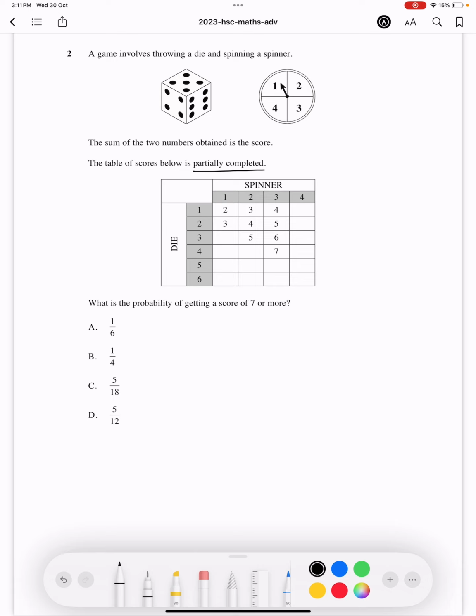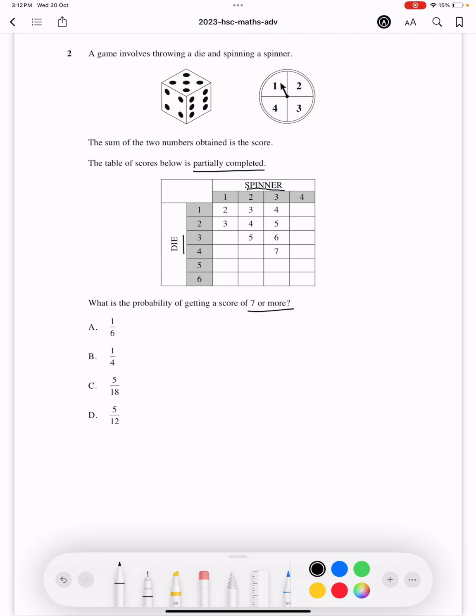So it says, what is the probability of getting a score of 7 or more? We clearly need to finish the table, so let's go ahead and have a look at what we've got. So on the left-hand side, we've got the number you got by throwing the die, and on the top, you've got the number that you got from spinning the spinner. We know that adding those two numbers together will give you the score.